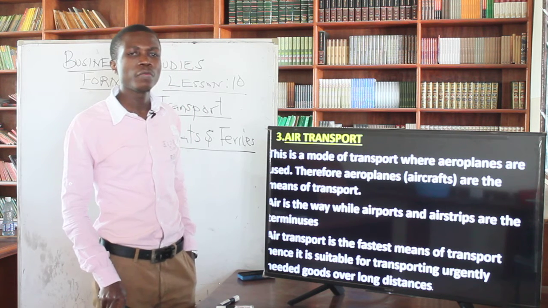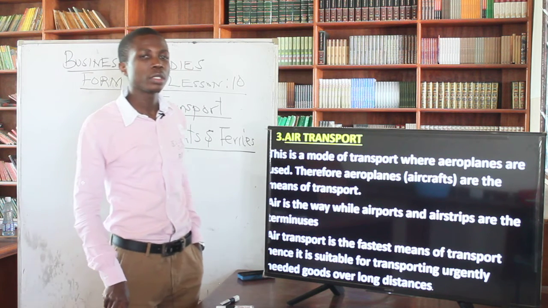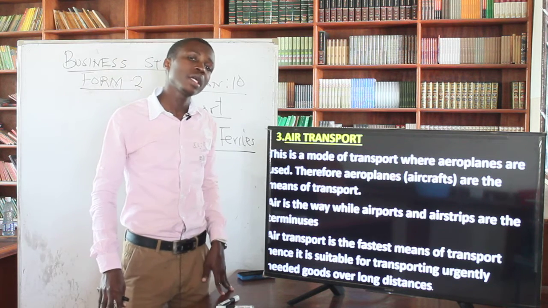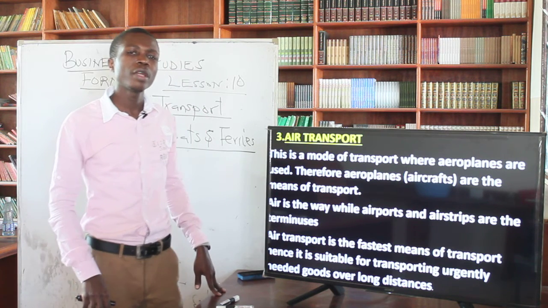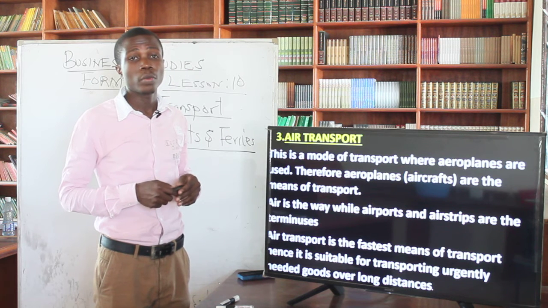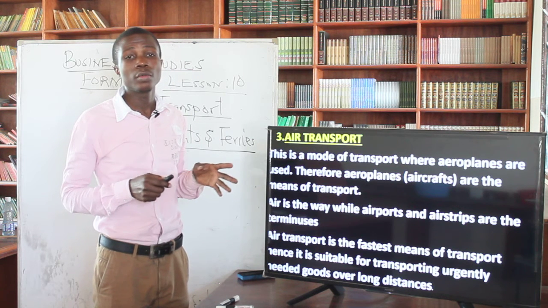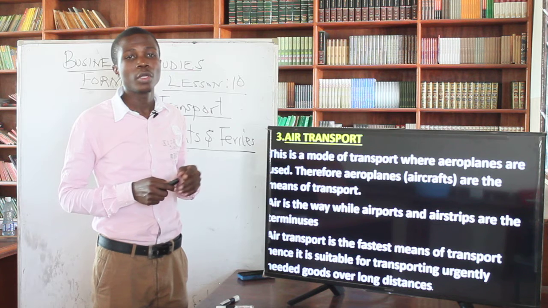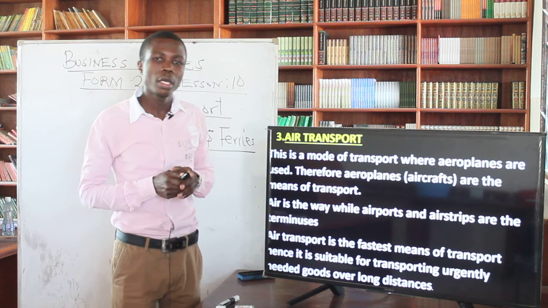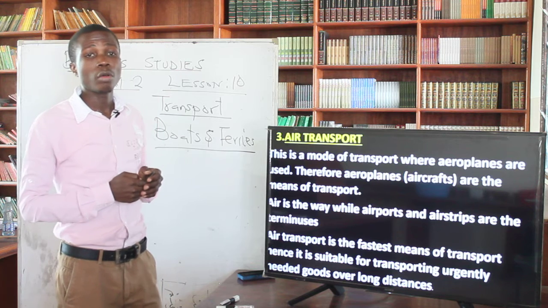Air is just a movement, a mode whereby airplanes are used. So it's just movement on the air, and basically airplanes are always used. Therefore airplanes, in bracket aircraft, are the means of transport. On the air, you always have the aircraft as the means of transport. So air is the way, while airports and airstrips are the terminals.